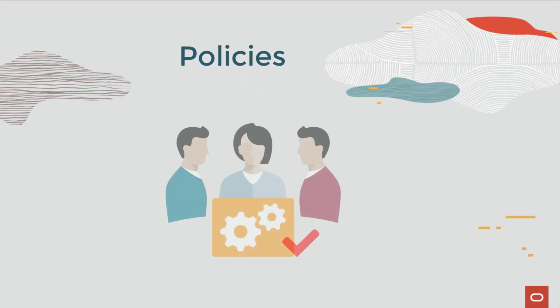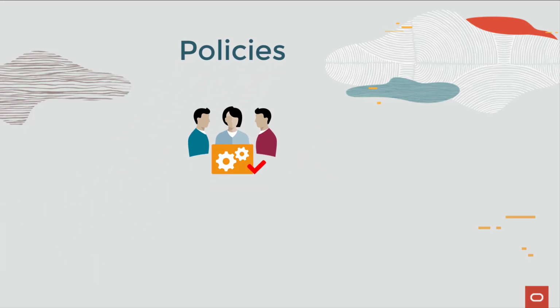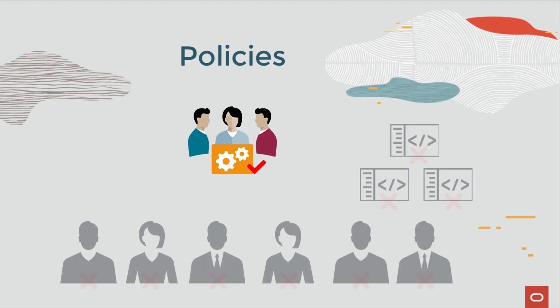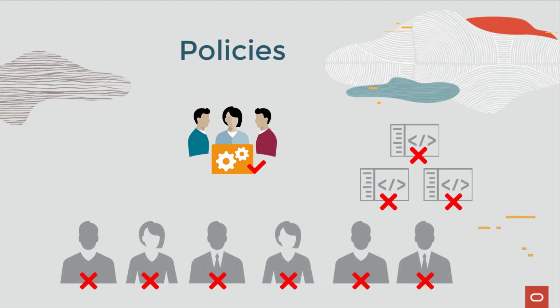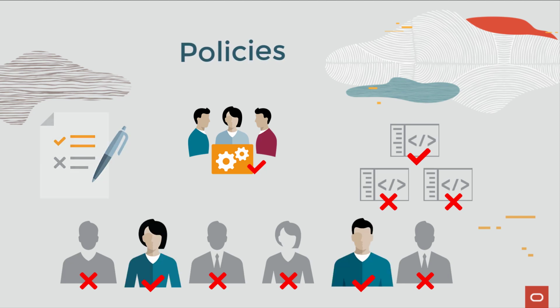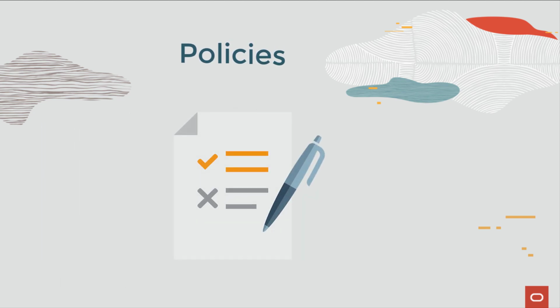Except for the users in a tenancy's administrator group, all other users and applications do not have access to resources in a tenancy. You must create rules about who or what can access which resources and how. These rules are called policies.